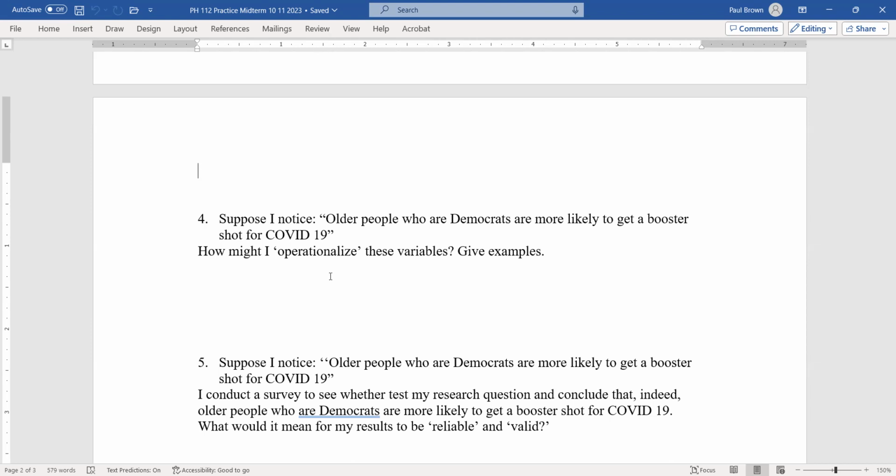Have you had a booster shot, right? So you could ask them, have you had a booster shot? You could ask them, do you intend to get a booster shot? So it could be intentions or it could be behavior. Either way, they're both ways of operationalizing. With a lot of these questions, there's not a right answer, but what I'm looking for is whether you understand the concept of how to go through and operationalize something.